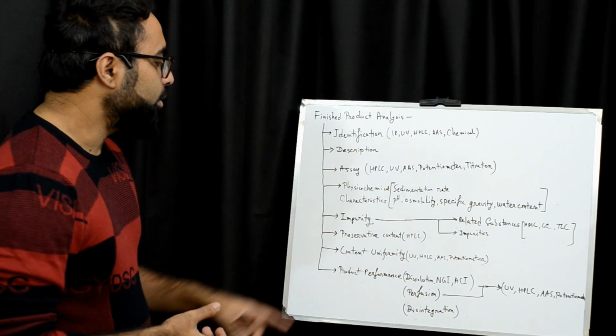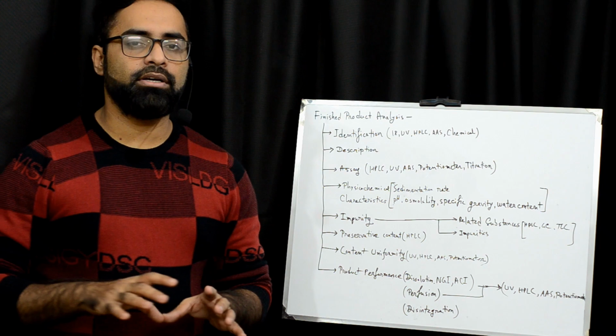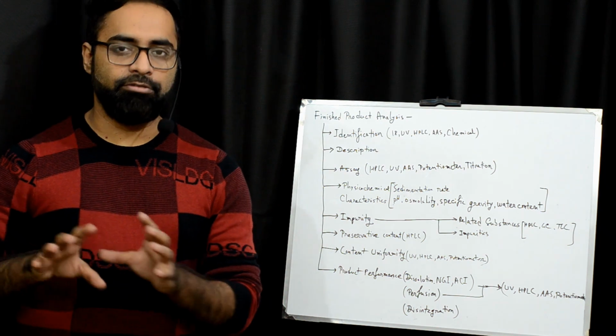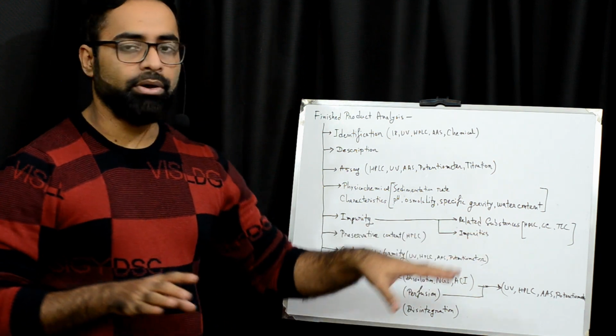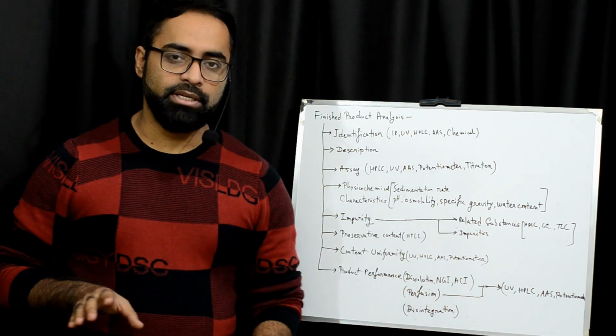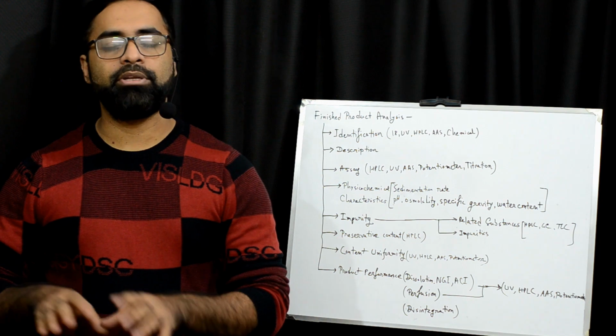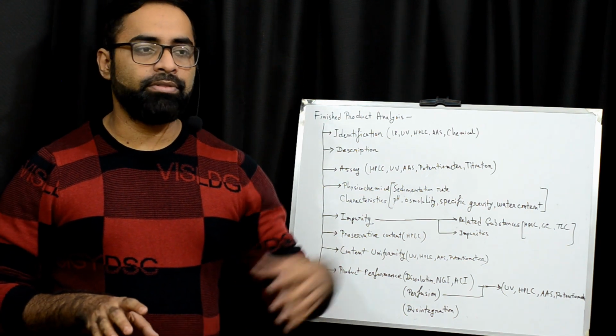Let's move on to impurity. So impurity is any sort of admixture or impurity in that finished product. It can be of two types, the related substances and impurities. Now, related substances, as I have discussed earlier in the raw material video, can be of the origin.